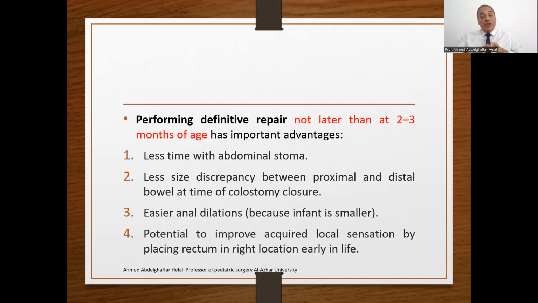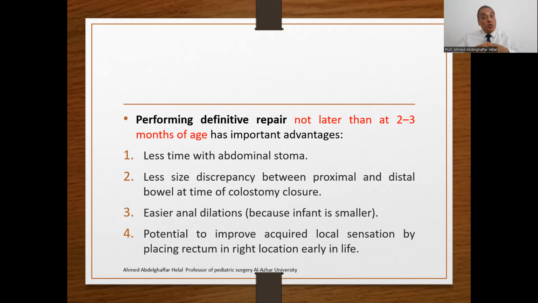Performing the definitive repair of the anorectal malformation should not be delayed more than 2 to 3 months of age, and this has important advantages. Less time with an abdominal stoma; do not leave your baby with an abdominal stoma for more than that time. Less size discrepancy between the proximal and the distal bowel at the time of colostomy closure. If you leave the child for a long time, you will find a large proximal bowel and a very small distal bowel, so the anastomosis will be difficult.